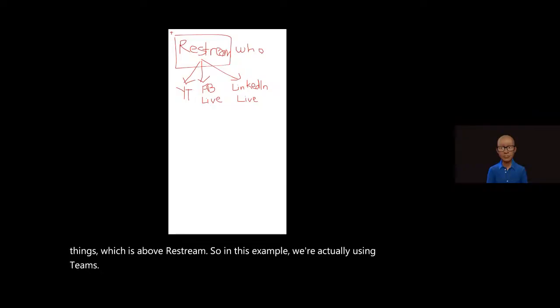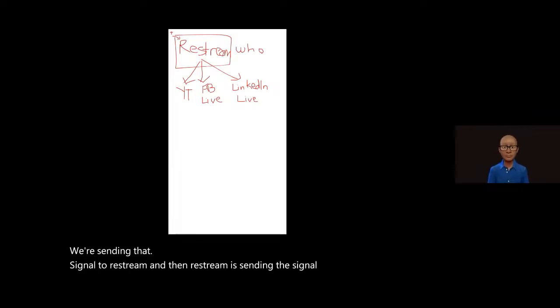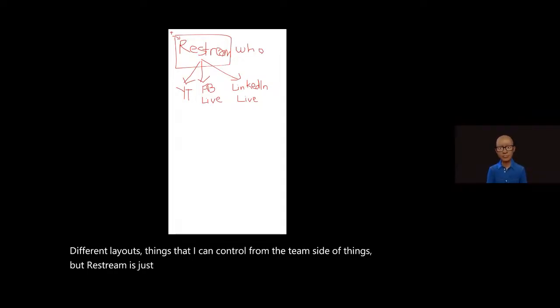So we'll put a T at the top. We're sending that signal to Restream, and then Restream is sending the signal to other platforms. Teams understands what's happening with who's presenting, co-presenters, different layouts, things that I can control from the Teams side of things. But Restream is just accepting that stream and then it's sending it to several different locations.